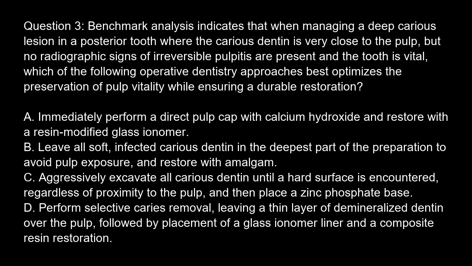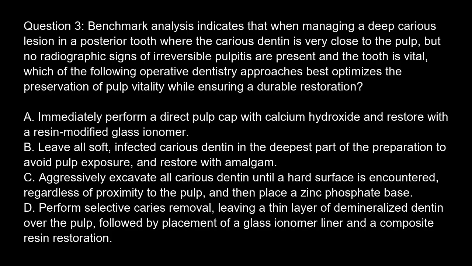Question 3. Benchmark analysis indicates that when managing a deep carious lesion in a posterior tooth where the carious dentin is very close to the pulp, but no radiographic signs of irreversible pulpitis are present, and the tooth is vital, which of the following operative dentistry approaches best optimizes the preservation of pulp vitality while ensuring a durable restoration?